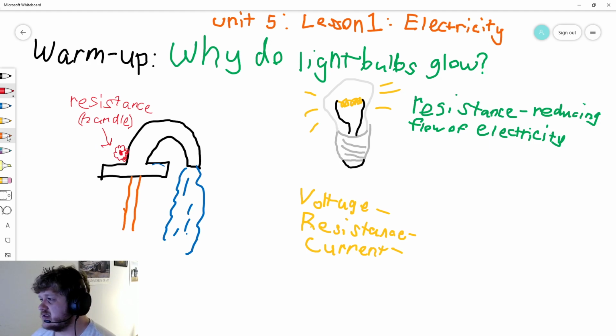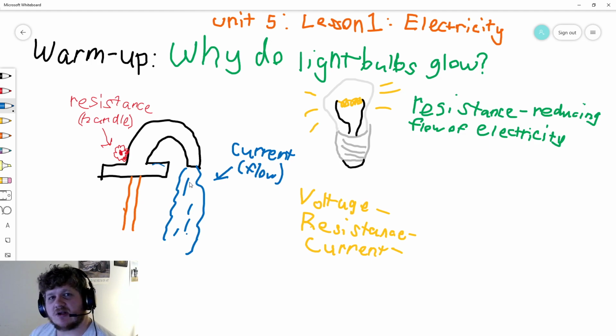And the flow of water coming out would be your current. So how much water comes out would be the current. If you have a lot of water coming out, it means you have a high current. If you have very little water coming out or no water coming out, it means you have very little current or no current at all in your system.